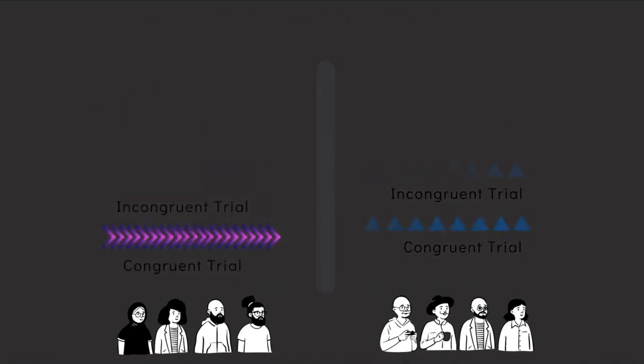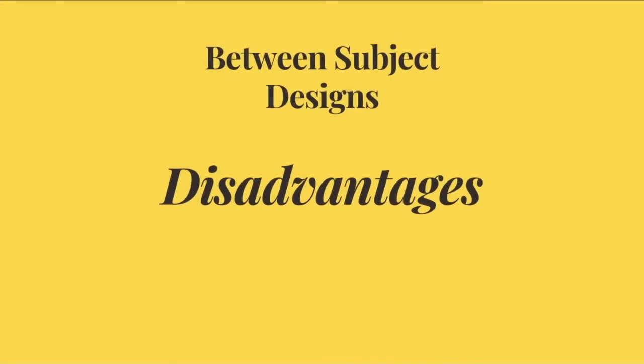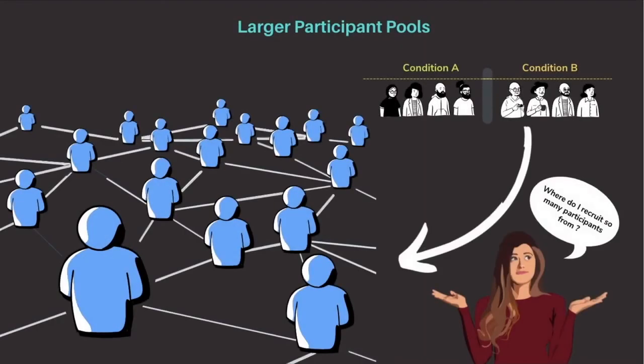Let's now look at the key disadvantages of using the between subjects design. The first key disadvantage of this particular type of design is that a large participant pool has to be recruited in studies that use the between subjects design. This can be a challenge as it can be difficult to find participants to take part in a study. If we don't have many participants, it might be difficult, therefore, to use this particular design. So this is the first disadvantage.